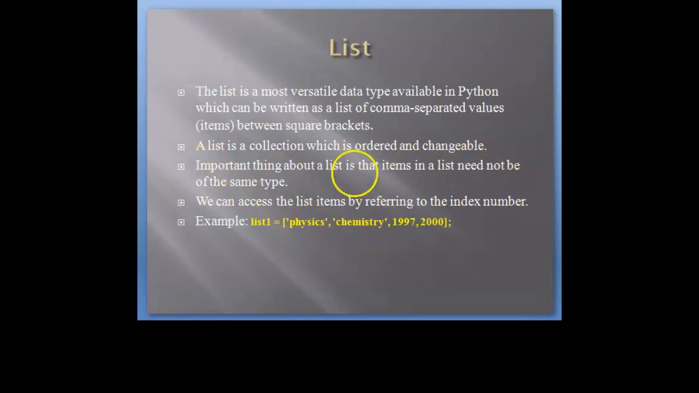An important thing about a list is that it is not needed to be of the same data type. If you notice, list 1 has physics and chemistry, both of which are strings, which is why they are written in single inverted commas. But 1997 and 2000 are integers. This means that a list can store any type of data. It's not compulsory that a list will only store strings, or only integers, or only floating numbers. It can store a mixture of any type. This is the important part of the list, and that's why it is more important for problem solving.